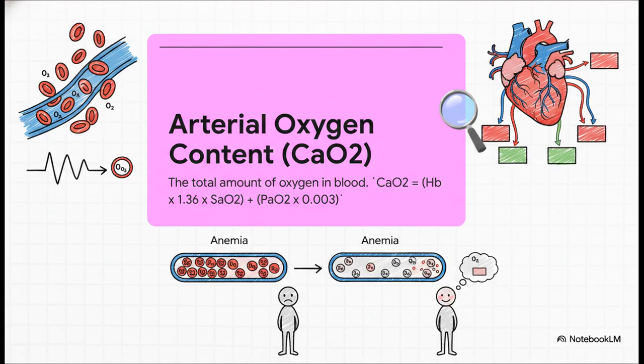Ultimately, what really matters for the tissues is the total amount of oxygen carried in the blood, the arterial oxygen content, or CaO2. This equation shows us it's a function of three things: hemoglobin concentration, oxygen saturation, and, to a much smaller degree, the oxygen that's physically dissolved in the plasma. This just highlights why an anemic patient can be profoundly hypoxic at the tissue level, even with a PaO2 of 200 and a saturation of 100%. Without enough hemoglobin to carry it, the total oxygen content is just too low.